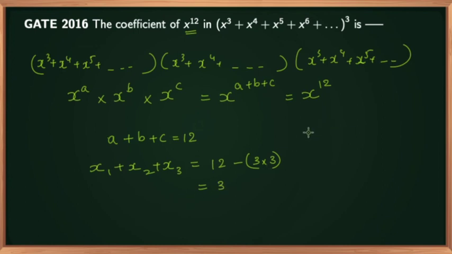Now I can apply the formula n plus r minus 1 c n, where n is equal to 3, r is equal to 3. So that will be 6 minus 1, 5 c 3, which is equal to 5 into 4 by 1 into 2, which is equal to 10 is the correct answer.